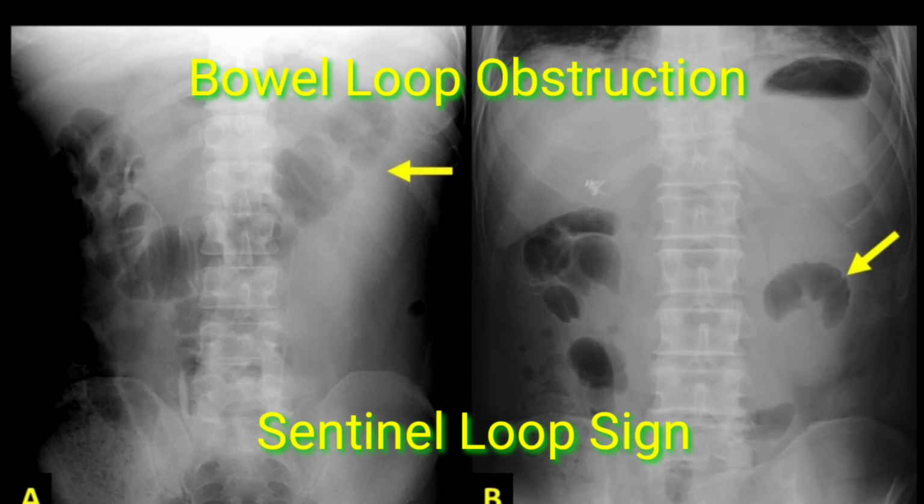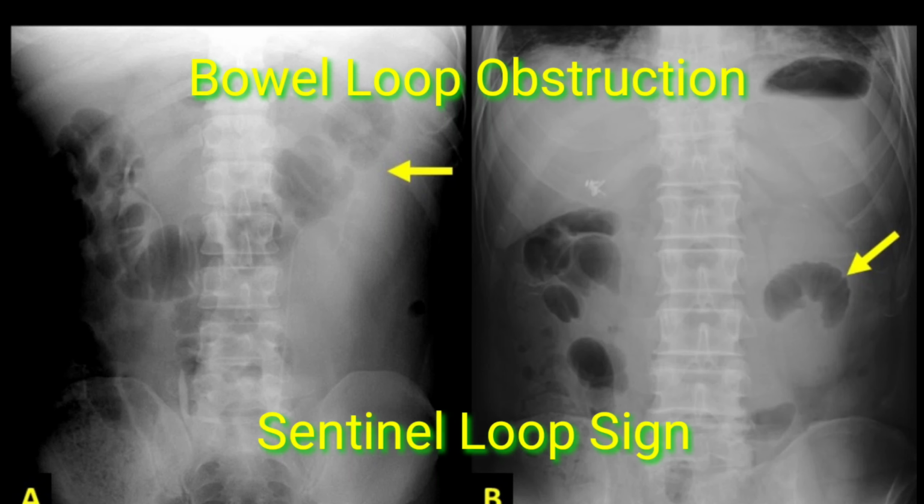On radiographic imaging, certain signs can be picked up to diagnose certain pathology. Here on this image, you can appreciate an abdominal radiograph, and on the abdominal radiograph, you can appreciate a single segment of dilated small bowel loop nearly in the center of the abdomen. So this is called a sentinel loop sign. Sentinel loop sign is demonstrated for small bowel loop obstruction.